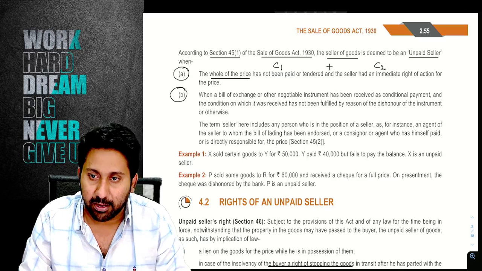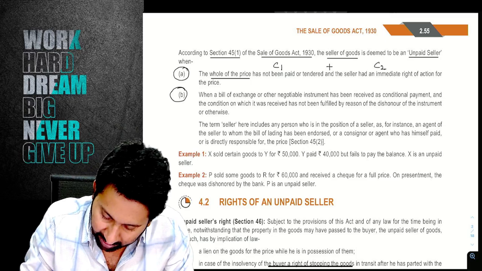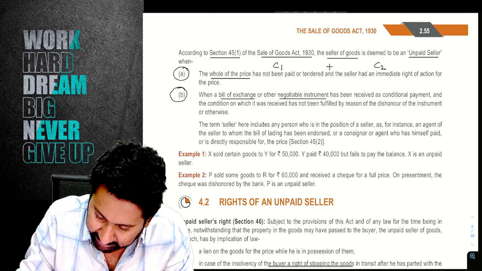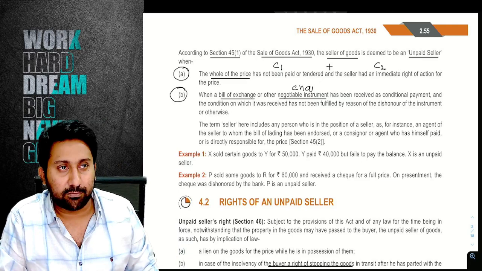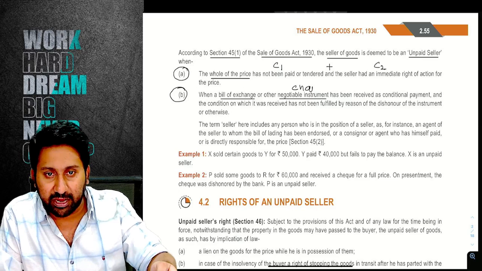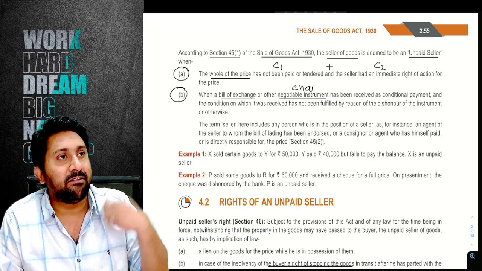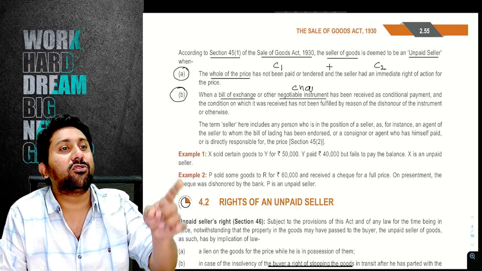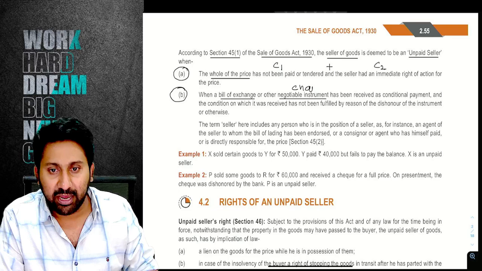So, there is a bill or there is a check. Example, a check. A check has been issued by the buyer to the seller. The seller went to the bank and sent it for presentment. The check will be sent for clearing, and the check has been dishonored. That means you said that I will pay through a check. The check is a condition here. I will pay, but payment only through a bill of exchange or a negotiable instrument, not in cash. That's a conditional payment. And the condition on which it was received has not been fulfilled by the reason of dishonor of the instrument or otherwise.